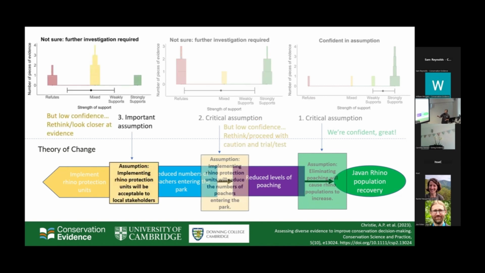And then depending on what we decide here, we might then move on to the other assumption that was of lower importance. But again this is showing quite mixed effects. But here again, we might need to rethink or look closer at the evidence. Is it suggesting there's something going on that we hadn't considered? Maybe there's something we need to refine or make some specific changes to our approach.